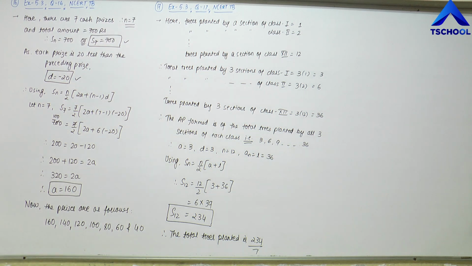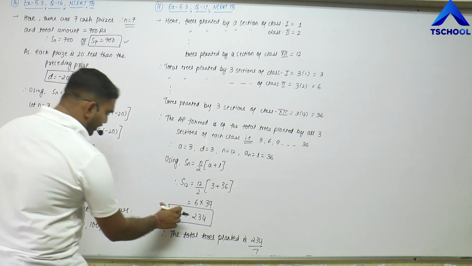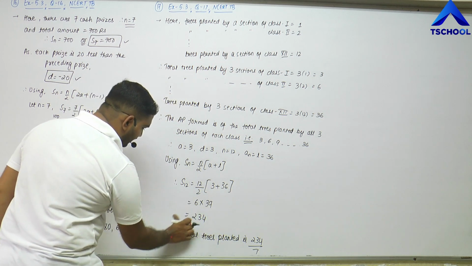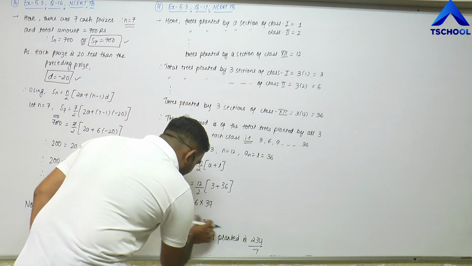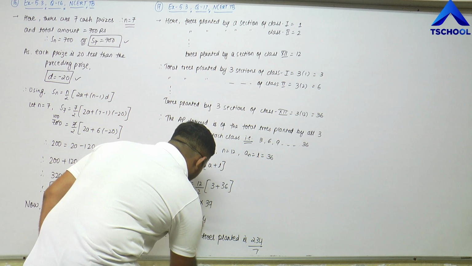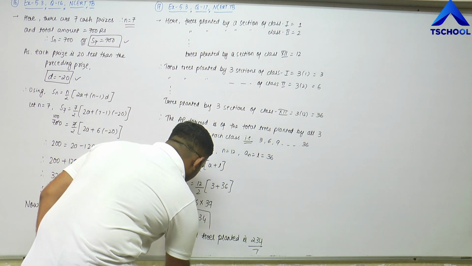The total trees planted by all three sections of each class from 1 to 12 is 234. So that is how we get the answer. You need to find out the sum, friends. Note that you need to find out the sum. Don't find out the nth term here, because that will lead you nowhere. S12 is equal to 234.